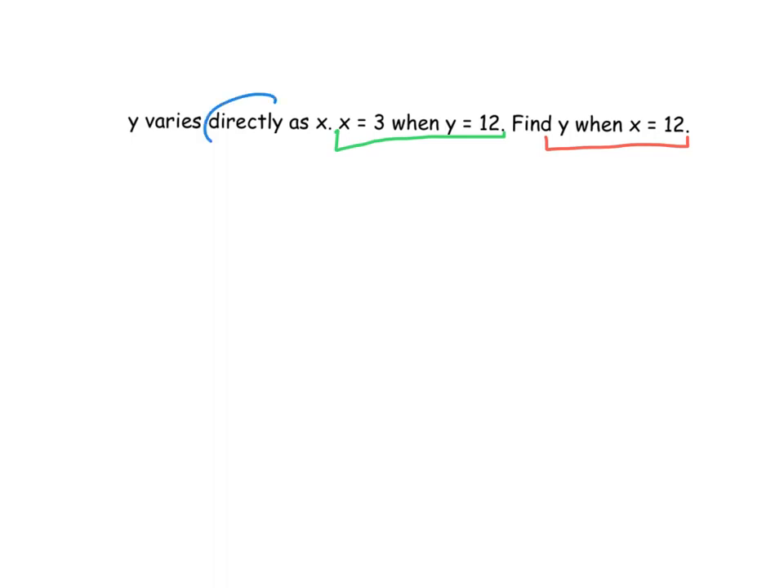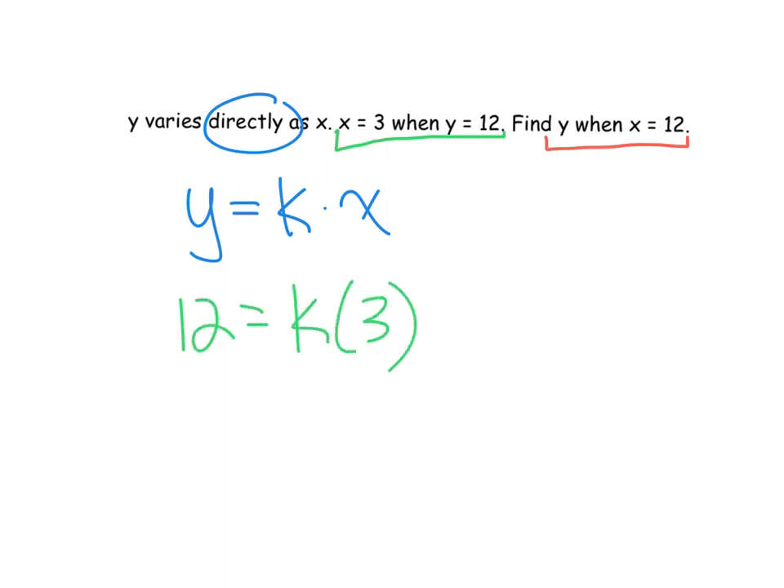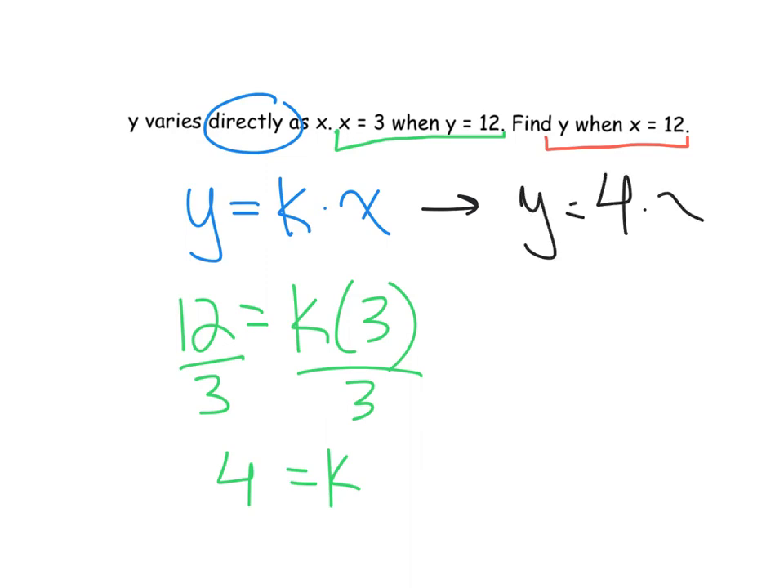So if we know we're varying directly, we're using y equals k times x. That second step says we want to plug in our known variables to solve for our constant of variation. So we know that y is 12 when x is 3. So by dividing both sides by 3, my constant of variation is 4. So for this particular problem, we now know that it is y equals 4 times x.